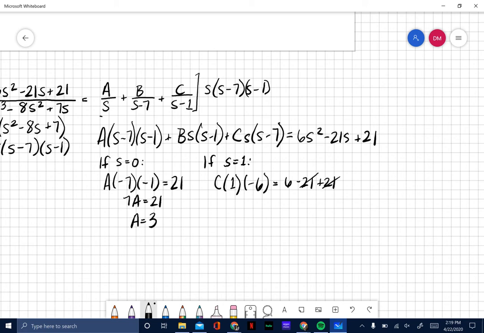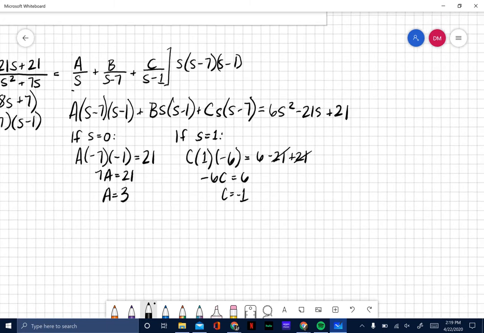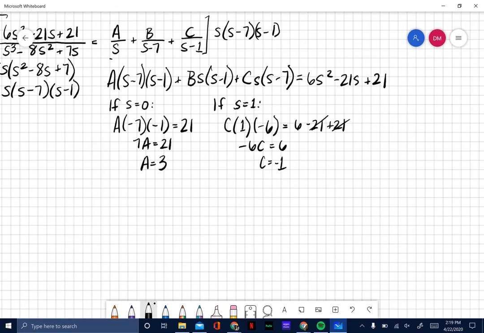Okay, a little cancellation there. So it looks like here we get negative 6c is equal to 6. So pretty sweet here, c equals negative 1. Good place to be. Now let's do our last one.